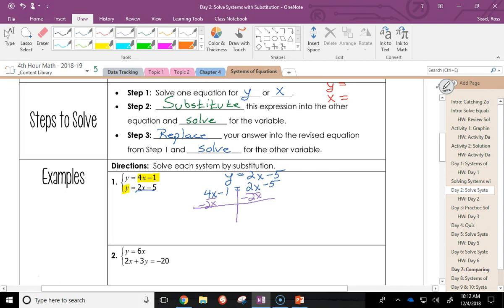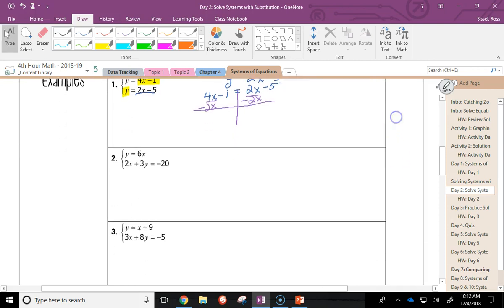When I do that, 4x minus 2x gives me 2x. I still have a minus 1. But 2x minus 2x, they cancel each other out, and I'm left with only negative 5. Alright, Eden, I'm going to pick on you. What do you think I would do next? If I have 2x minus 1 and it equals negative 5, what do I do next? Add the 2 negatives. Or no, add 1 negative to the... Alright, good. I'm going to add 1 negative to the other.